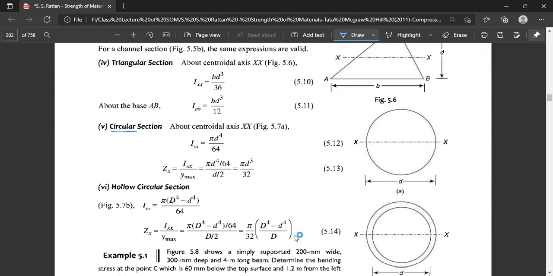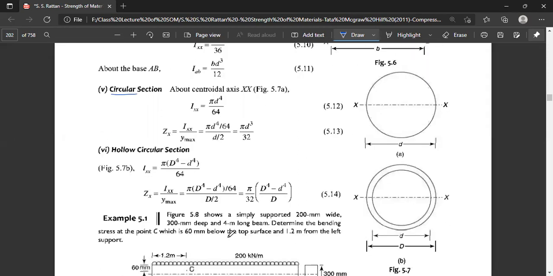For the hollow circular section, where the outer diameter is capital D, it is capital D to the power 4 minus the small diameter of the inner ring, small d to the power 4, divided by 64. For the triangle, Ixx is b d to the power 3 divided by 36. For the circular section, pi d to the power 4 by 64, and for the hollow circular section, pi times D to the power 4 minus d to the power 4, divided by 64. And Zx is the same way.